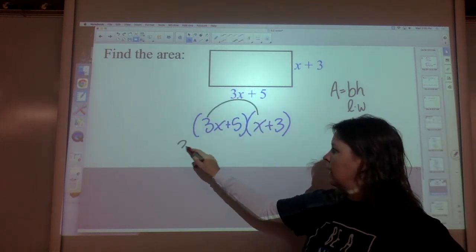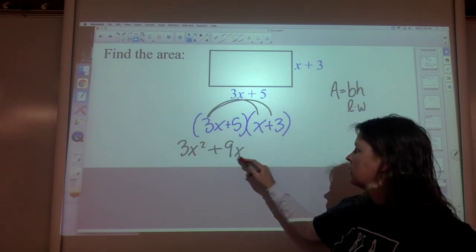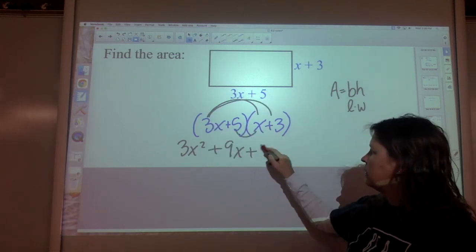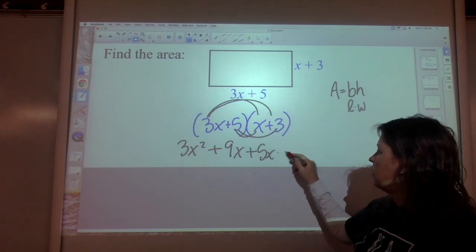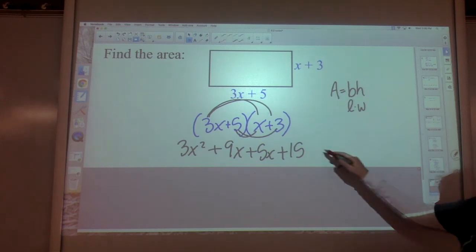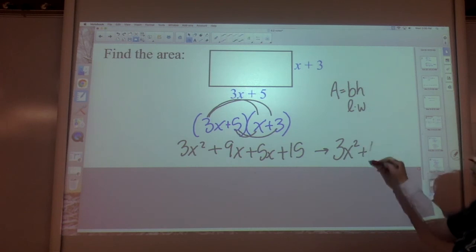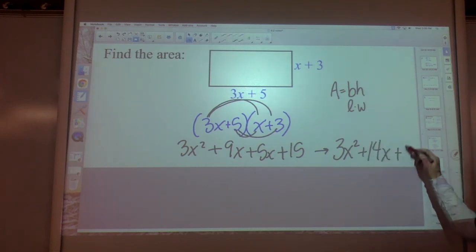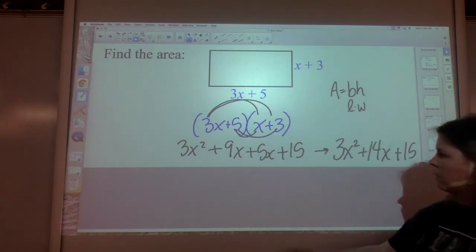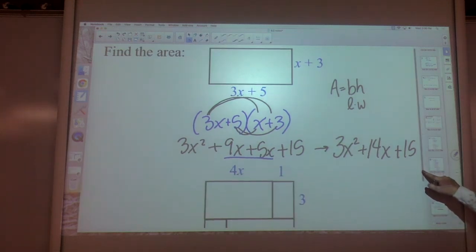You get 3x squared plus 9x plus 5x plus 15. And if I've done this too fast, pause it, slow it down. Simplify all that, it comes out to 3x squared plus 14x plus 15 because you combined your like terms of 9x and 5x. How does that problem look different than this one?